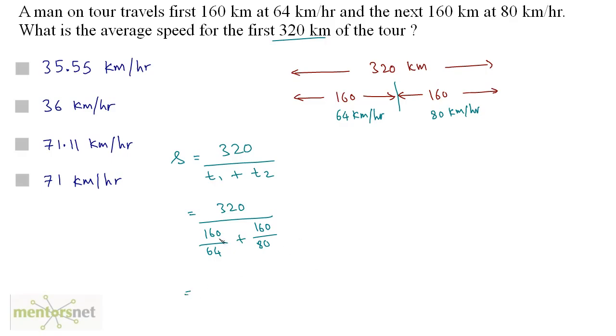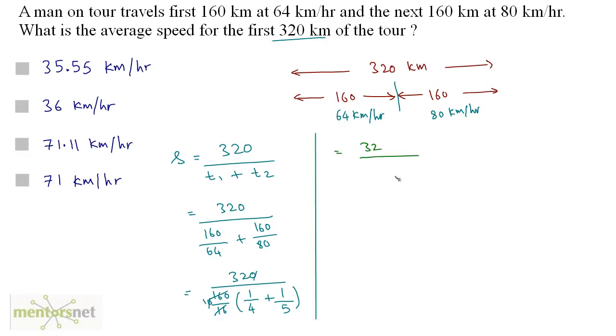So this is equal to, you can take 160 by 16 common from it, so 320 by (160 by 16), what remains is 1 by 16 times 4, which is 64, plus 1 by 16 times 5, which is 80. So 16 times 10 is 160, this 0 and this 0 get cancelled out. What remains is 32 by (1 by 4 plus 1 by 5). So it is 5 plus 4 by 20. So this is 32 times 20 by 5 plus 4, which is 9. And that is equal to 640 by 9.